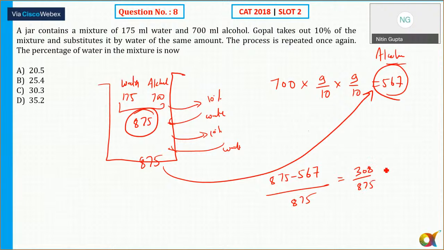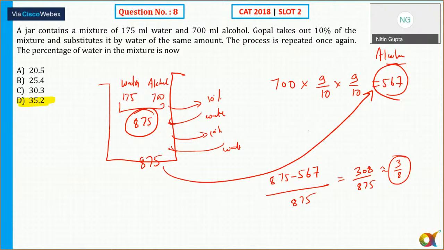So what I can do, this is approximately 3 by 8. 1 by 8 is 12.5, 12.5 into 3 is 37.5. The answer should be closer to 37.5. The nearest option choice is option D. It should be less than 37.5, right? Because if it were 300 by 800, it would be 37.5. So my answer should be slightly lesser than that. So the answer is option D, 35.2.